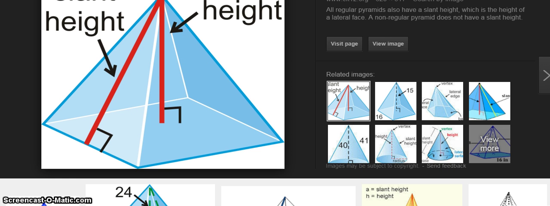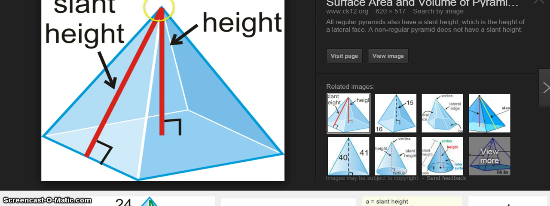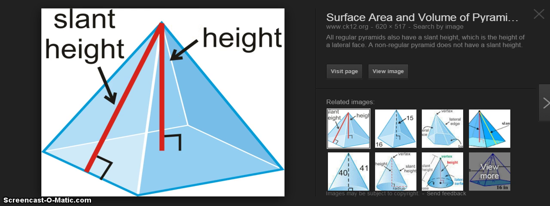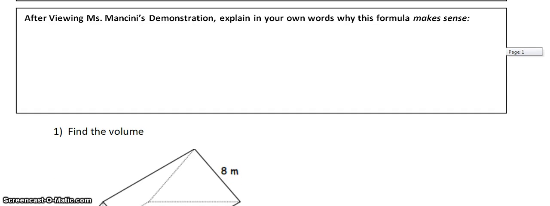So slant height is on the surface of the shape, which is why you need it for surface area, because it's the height that'll tell you the height of the triangle that's on the surface. Whereas the height here would be, well, in this case, from the apex to the ground, which is in the middle of the shape, or inside the 3D shape, which is the height that we need to calculate volume, because volume is what's inside. So surface area needs the height that's on the surface, volume needs the height that's inside the shape. Okay, just a key difference to start noting, and we'll talk about this more and more.